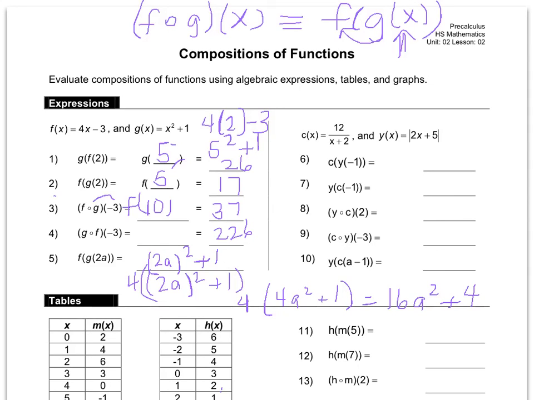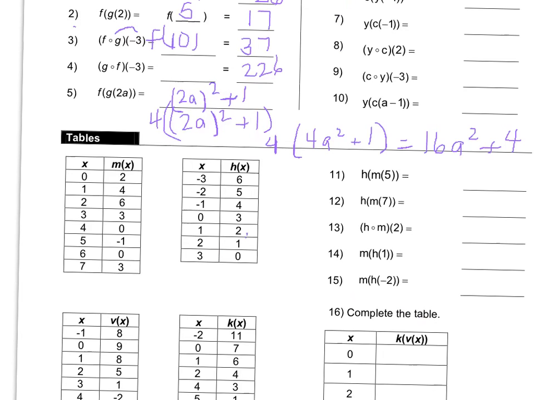Now pause the video while you work problems 6 through 10. In this next section, we will use tables to evaluate the functions. Remember to always start with the function on the inside. First, we evaluate m at 5. So we find our function m when x value of 5 returns -1. Then we want to evaluate the function x at -1, which gives us 4.